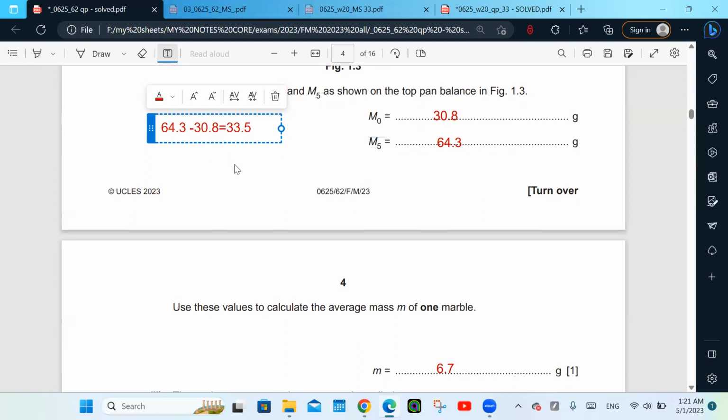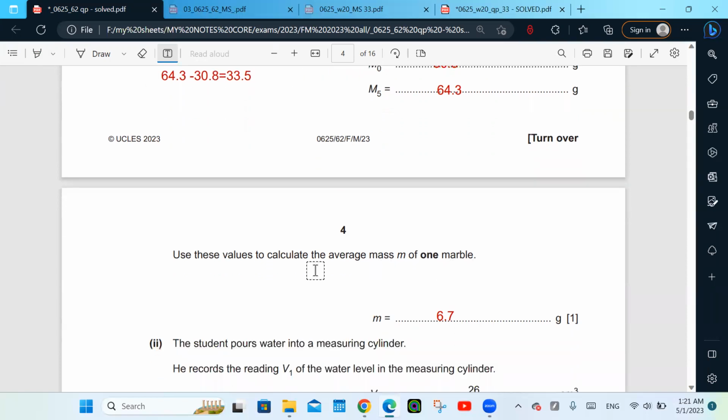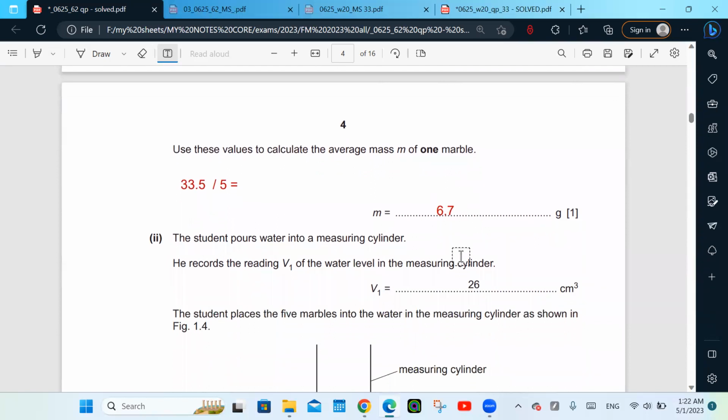But this is the mass of the 5 marbles only. We need to calculate the mass of one marble, so you need to divide 33.5 by 5, and the result will be 6.7, as you see in the mark scheme or the answer.